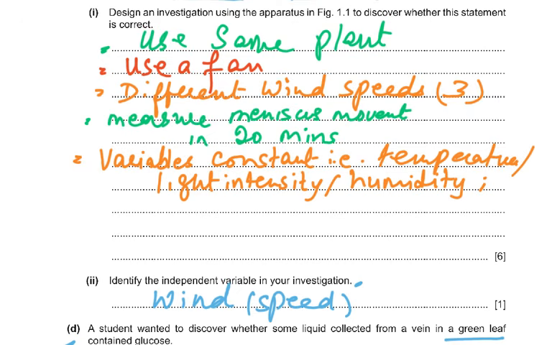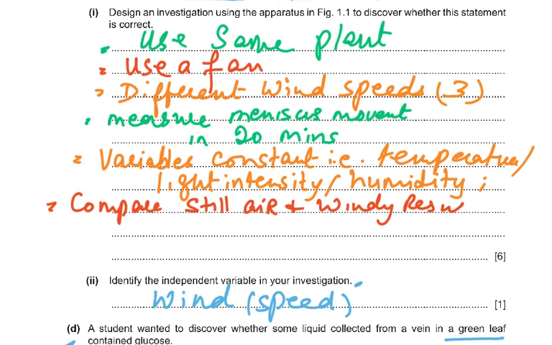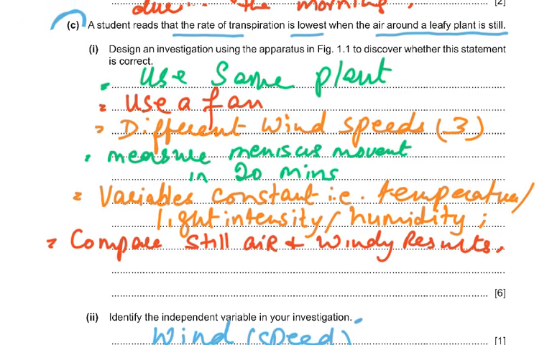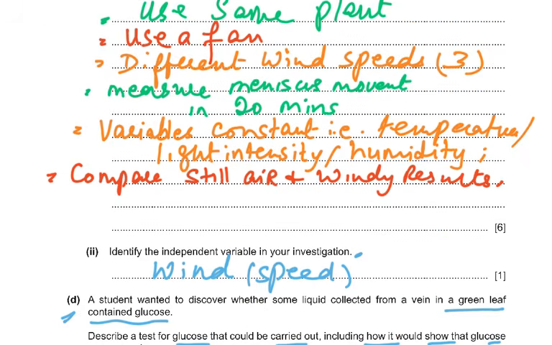Then what are you going to compare? You're going to compare still air and windy results. Naturally, you've got to prove something. Was the statement correct or not? What was the statement of the student? The student said transpiration is lowest when the air is still. Is it correct or is it wrong? Or is it just that he has a very curious mind, that student, and he's thinking of all these things? So you compare still air and windy results.